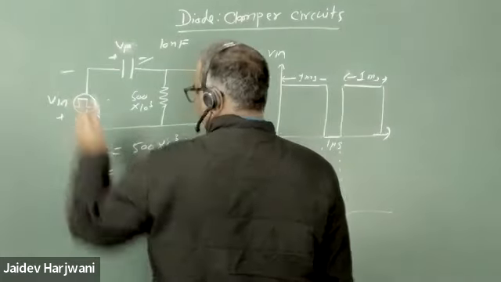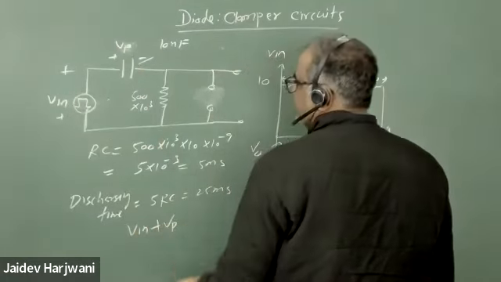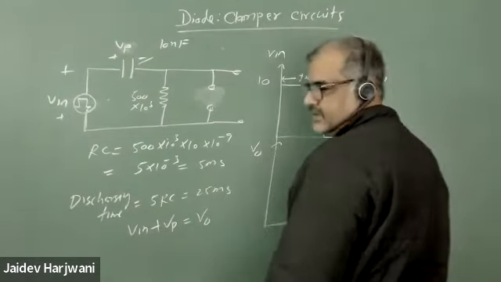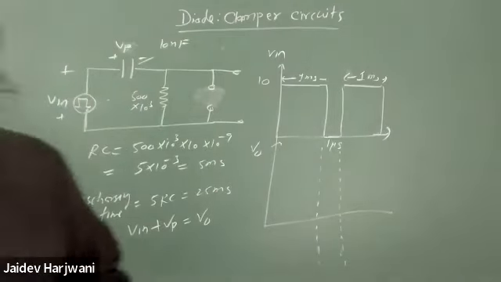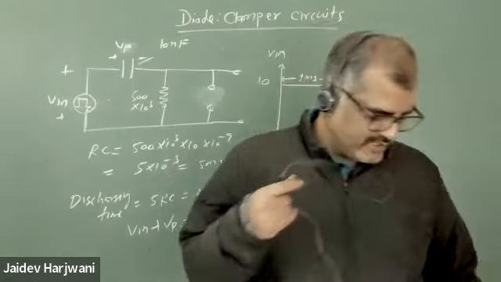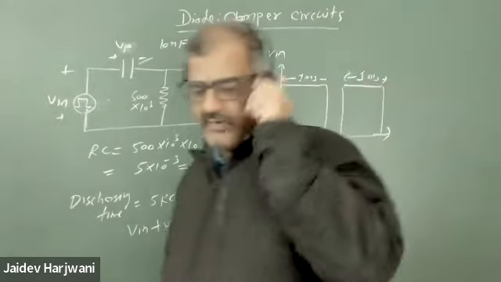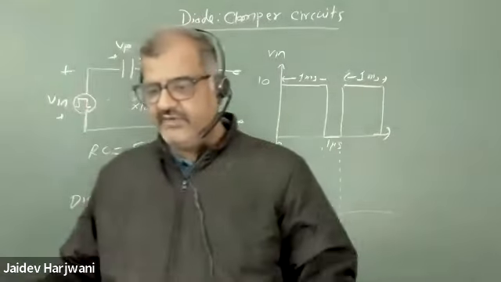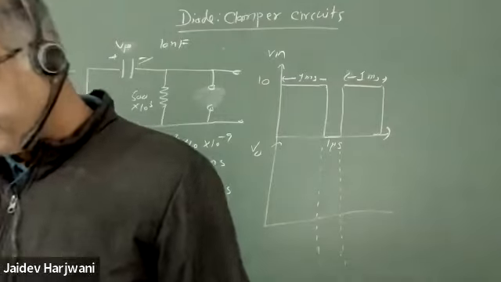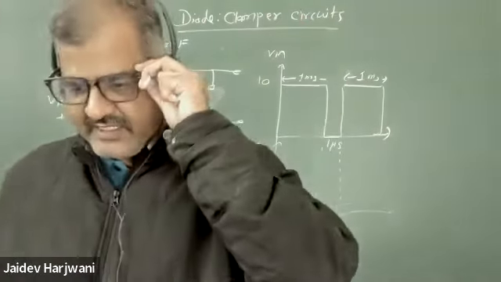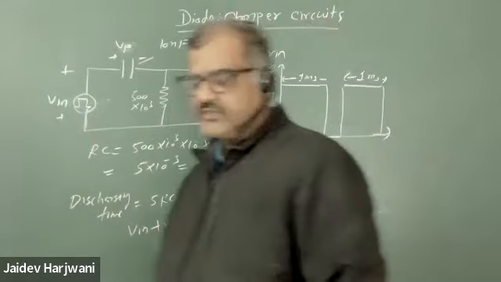Say this is my V input, then you have a VP, and then you have equals V naught, isn't it? Why do we have 5 RC? This is basically the capacitor discharging time. Whether the capacitor discharges fast or slow depends on the RC constant. Generally we take up to 5 RC; we assume the discharging time is 5 RC. So this is a fixed value, minimum 5 RC. If you put a low resistance, it will discharge fast. If you put high resistance, the discharging period will be slow.